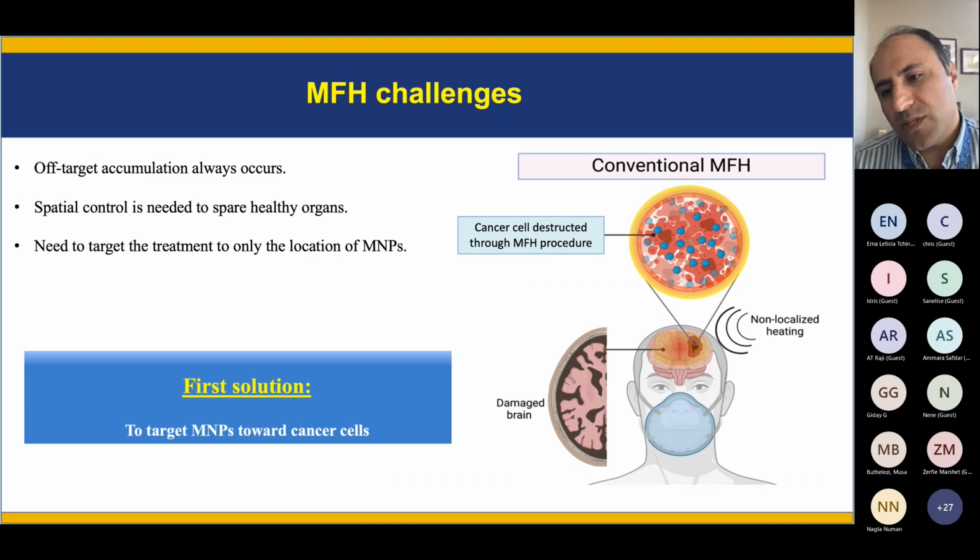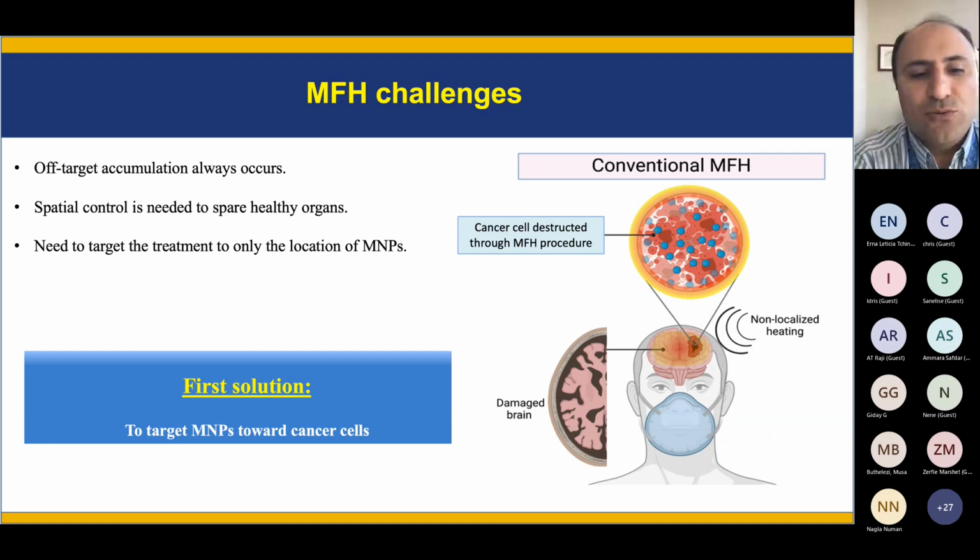So if we expose the head of this patient to radio frequency waves to make the nanoparticles oscillate, there is a high chance to damage the normal tissue in the brain, and side effects will happen. And so off-target accumulation for non-targeted nanoparticles always occurs, right? So we need to target the nanoparticles to the tumor site.